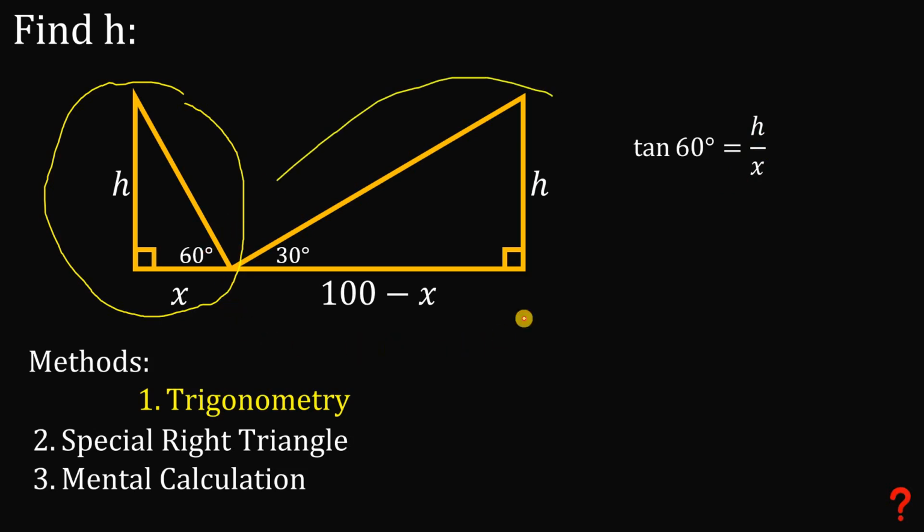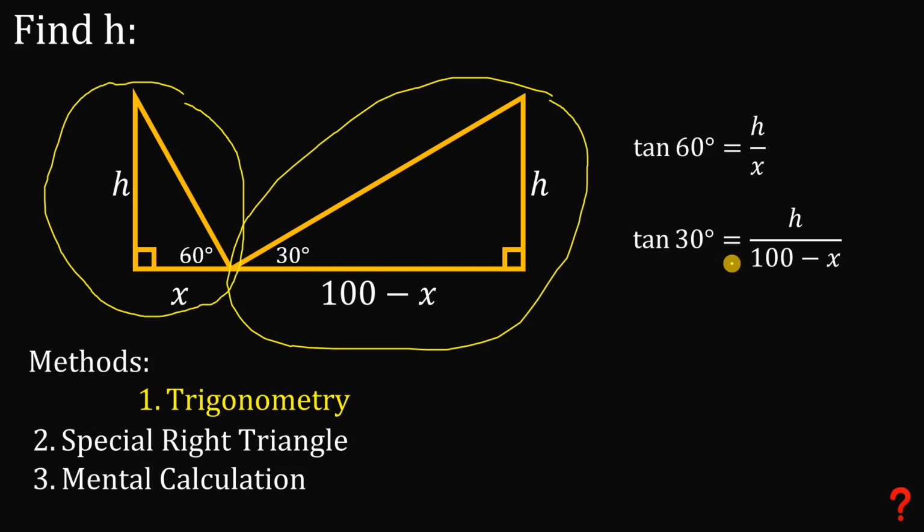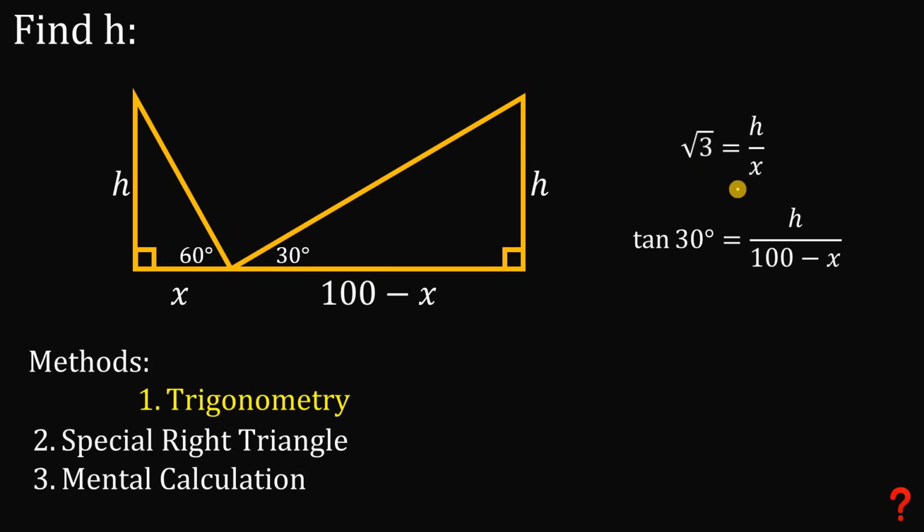Now, in this big right triangle, using again tangent function, we can say that tangent 30 degrees must be equal to the opposite side, which is h, over the adjacent side, which is 100 minus x. Now, let's simplify first the first equation that comes from the small right triangle. Alright, now we know tangent 60 degrees must be equal to square root of 3. Now, let's solve for the value of x in terms of h.